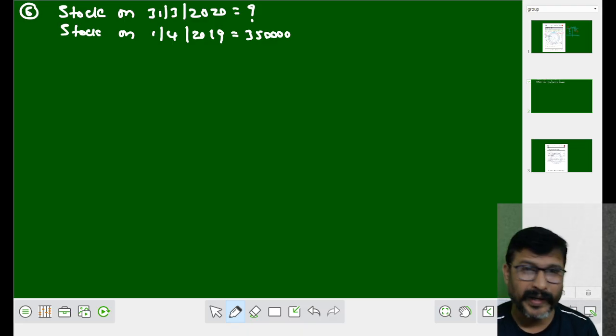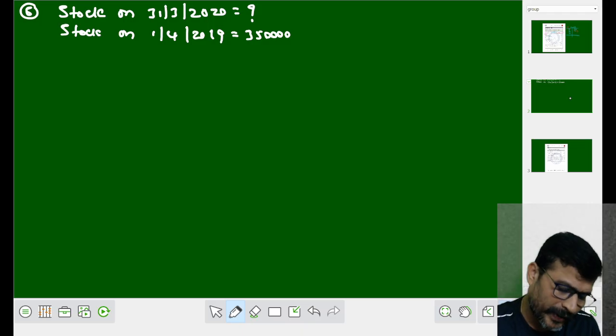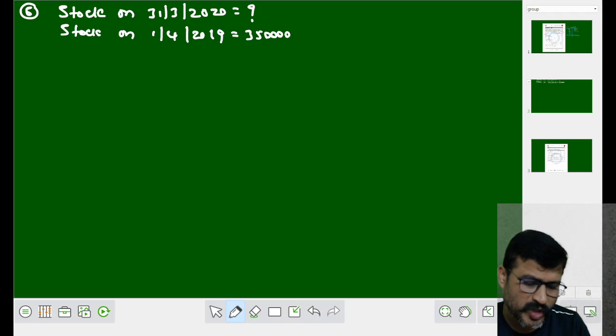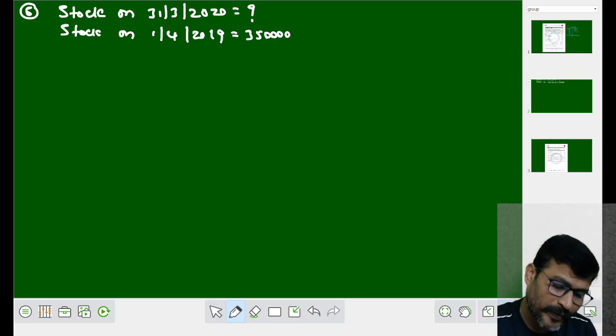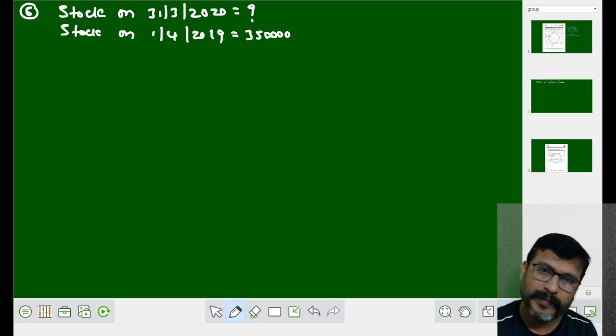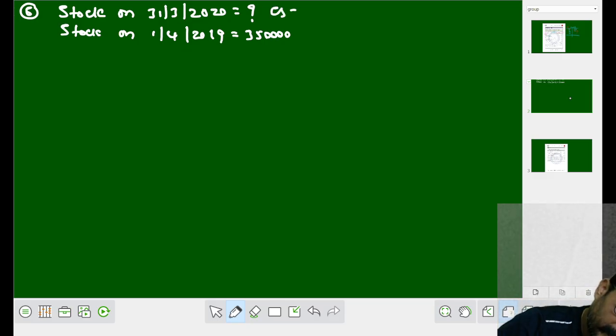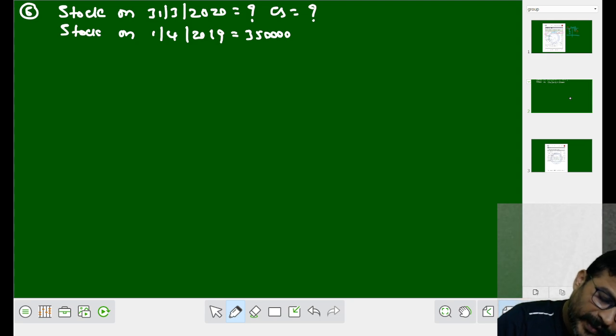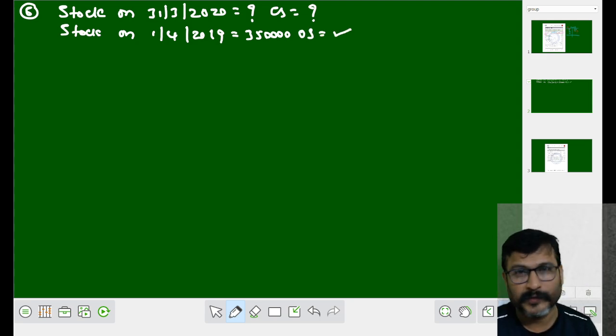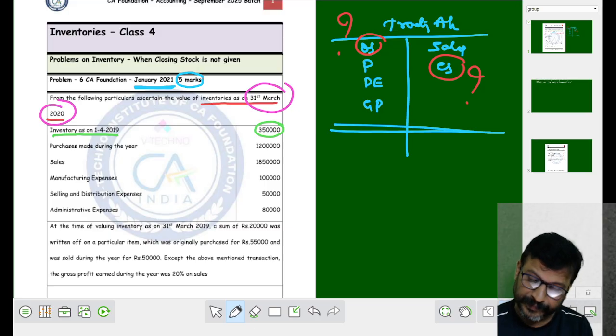Usually what I suggest to the student is, better you mention these two dates, because with the help of this we can analyze what stock we have to calculate. Now you have to calculate the stock on 31st March 2020. It means your closing stock is question mark. Stock on April 2019 means your opening stock is given. Okay. Now let me read the problem.